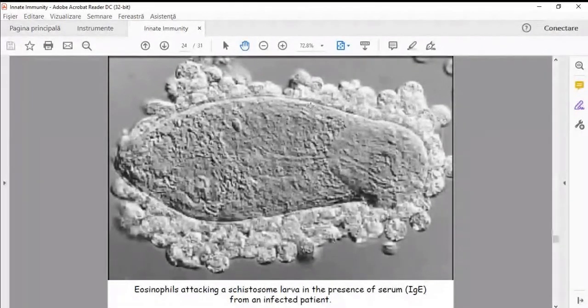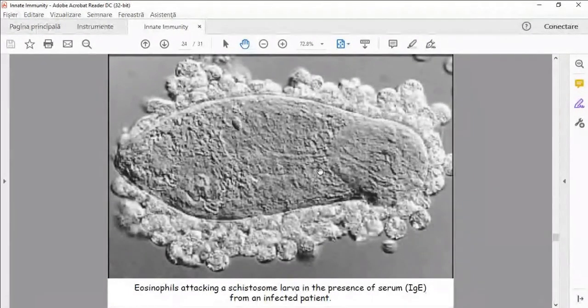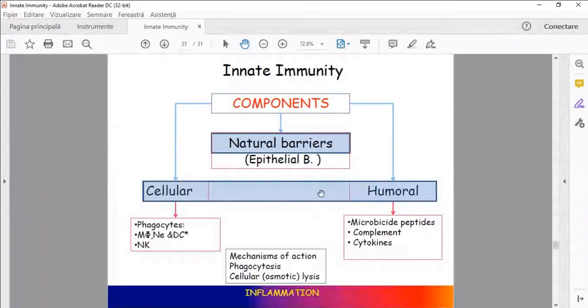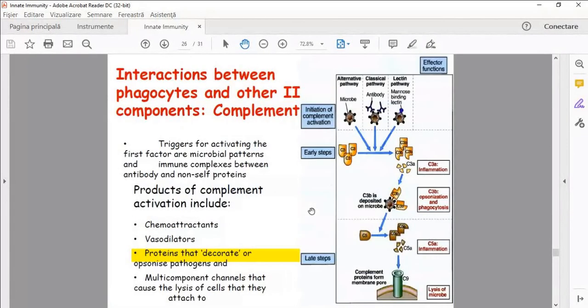Here is an image of electron microscopy of a schistosome larva, which is attacked by a lot of eosinophils and is covered with IgE antibodies.